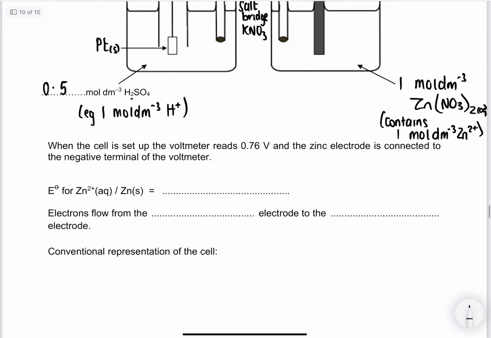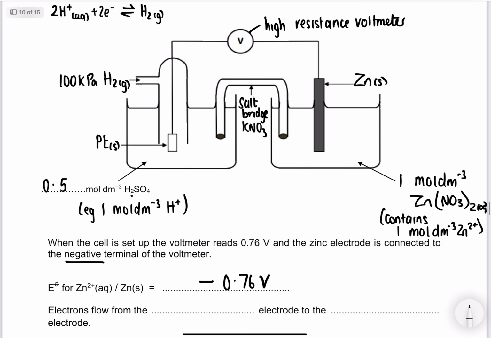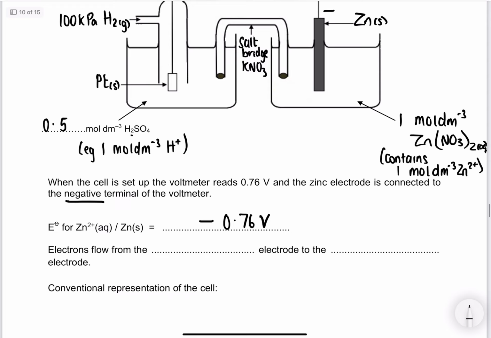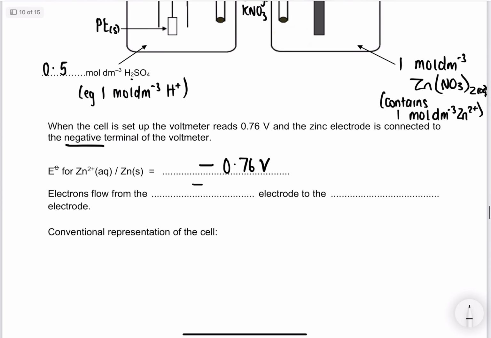When you set this up, the voltmeter reads 0.76 volts, but the zinc is the negative, and therefore it is more negative than the hydrogen. So this ends up being the negative, and this ends up being the positive, which means that electrons would actually have to flow backwards in this circuit. So electrons always flow towards the positive. So they're going to flow from the zinc to the platinum.